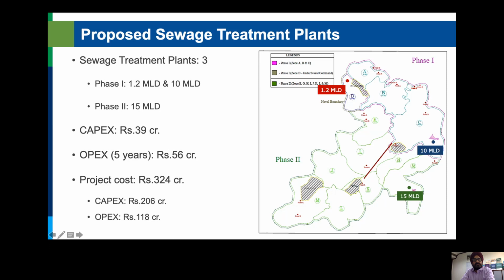Now the revised DPR of WAPCOS said that if you do it like this, if you have these 3 treatment plants, then the capex is this much and the opex is this much. But the project cost had inflated and it was now close to 324 crores.